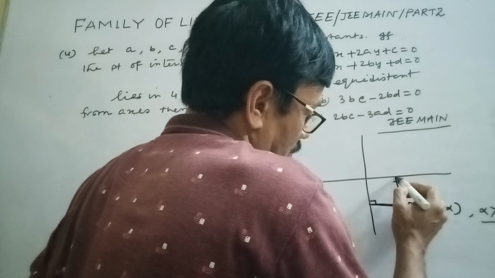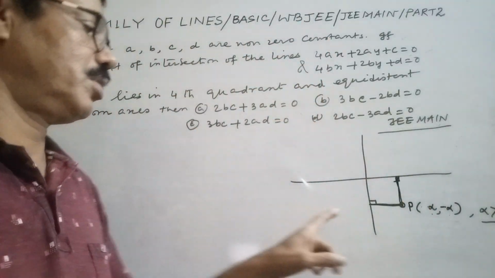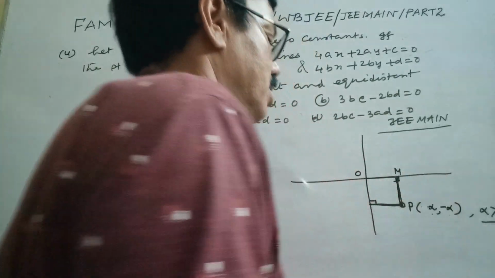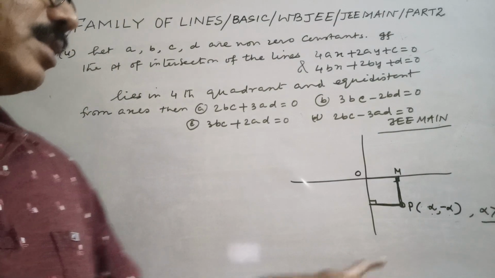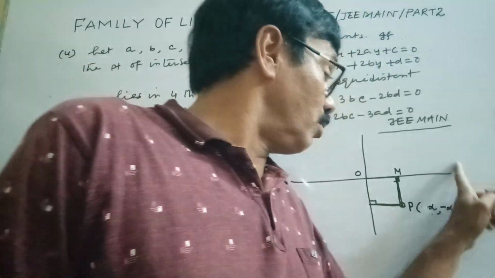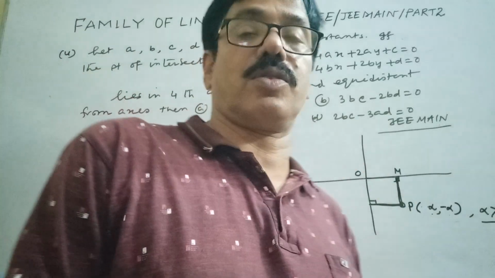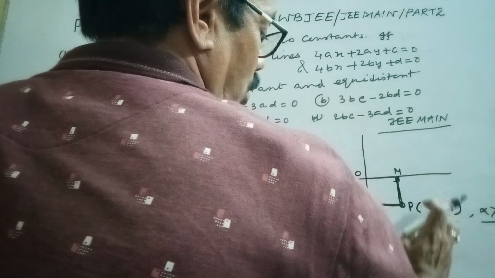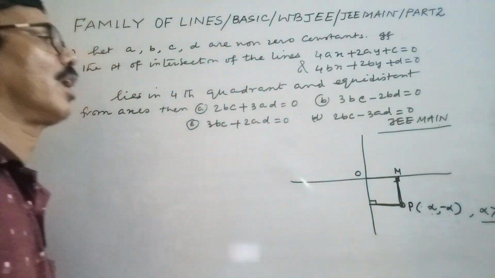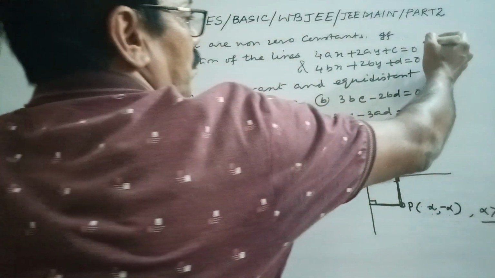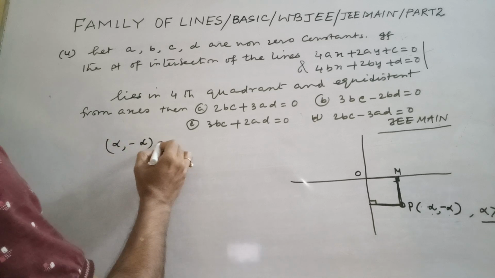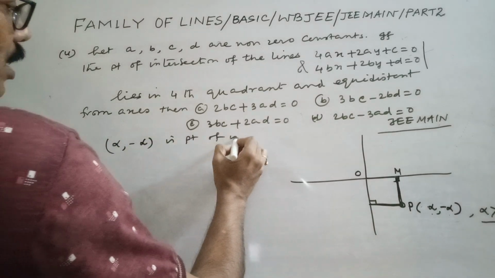So this is OM, OM is positive and this is negative. So fourth quadrant, x positive, y negative. One more condition, equidistance, that is why the point is alpha comma minus alpha. So we are taking a point in the fourth quadrant, alpha comma minus alpha. So it satisfies both the equations. So (alpha, minus alpha) is the point of intersection.